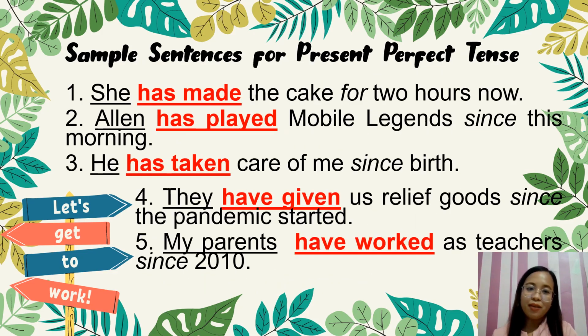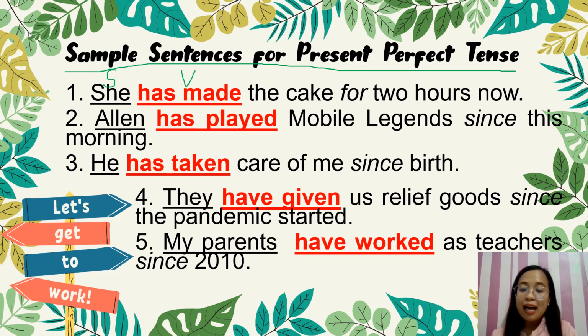Right now, class, we're going to have sample sentences for present perfect tense. Okay, let's study the sentence one by one. Okay, number one. She has made the cake for 2 hours now. Okay, so subject, she. How about the verb? Has made. Bakit dapat has made ang lalagay natin? Ha? Kasi yung she is singular, di ba? Pag singular, has yung gagamitin natin, di ba?